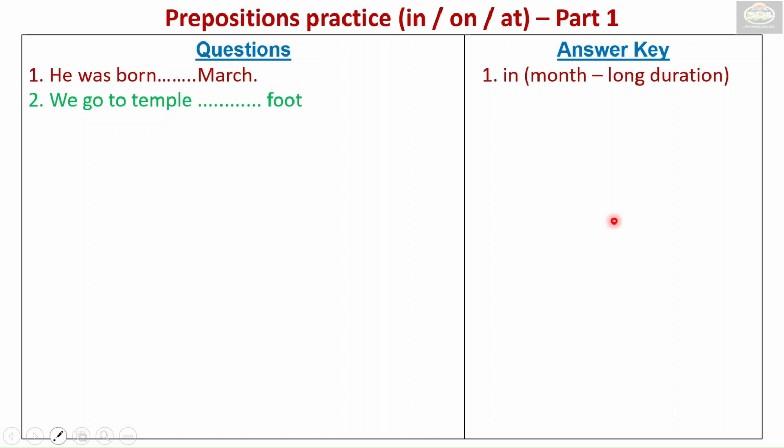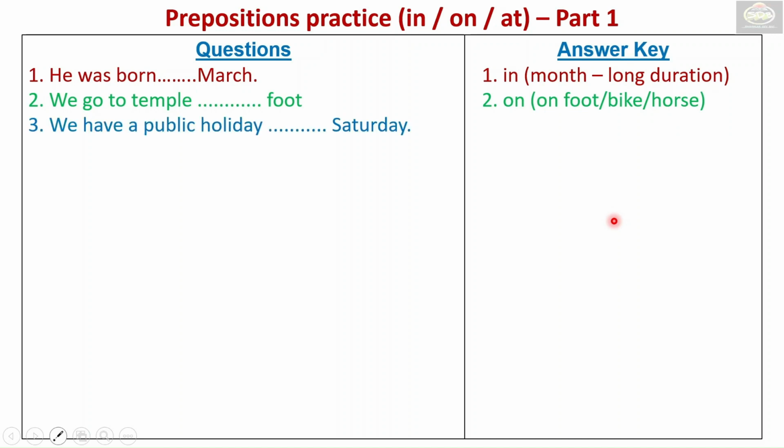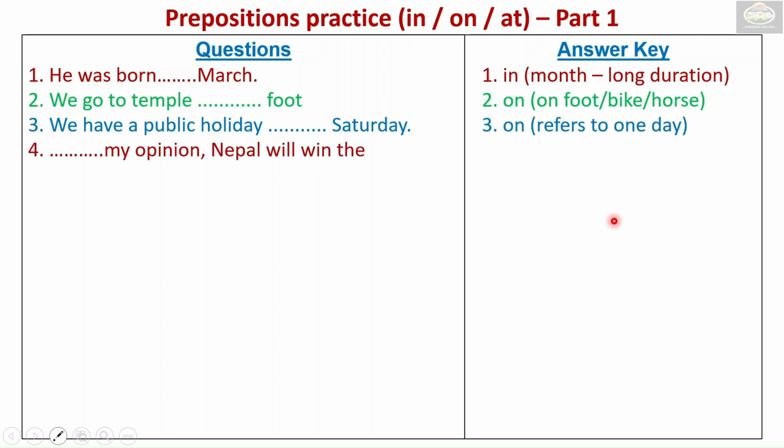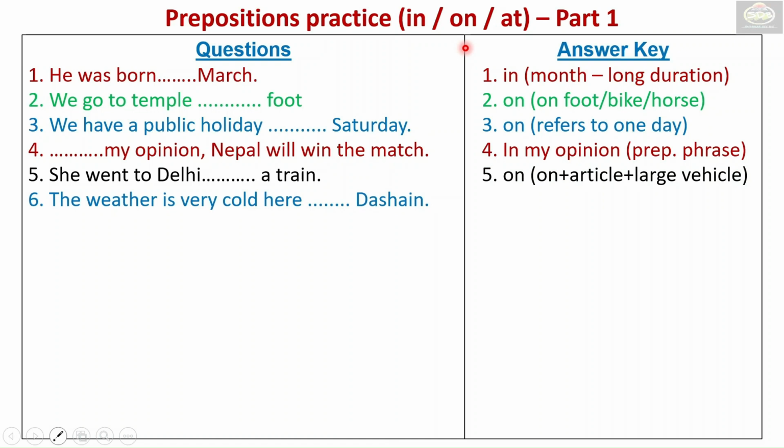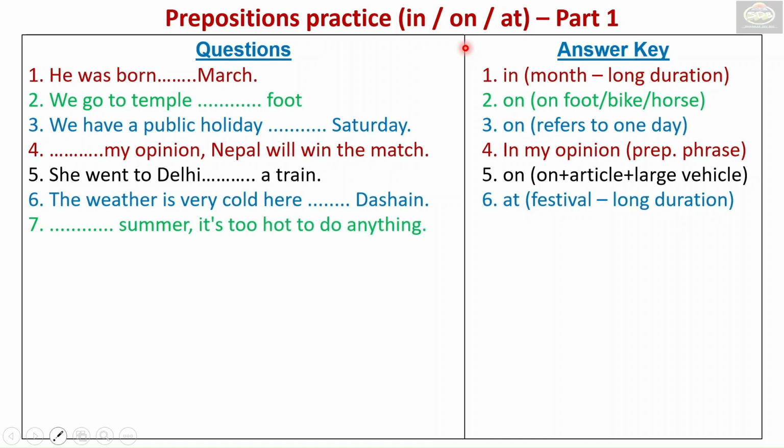We go to temple on foot. We have a public holiday on Saturday. In my opinion. She went to Delhi on a train. Article is there, therefore on a train. The weather is very cold here. Dasai, a holiday consisting of many days. At Dasai. Summer. In summer.